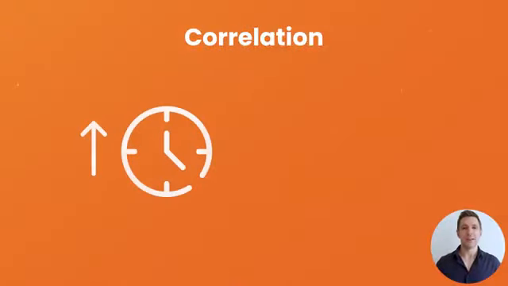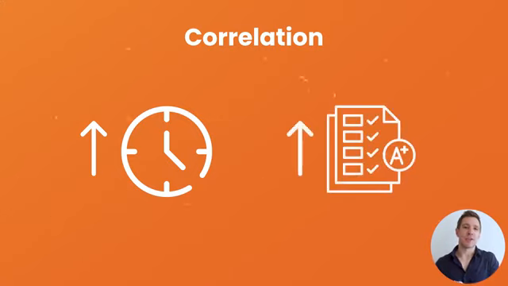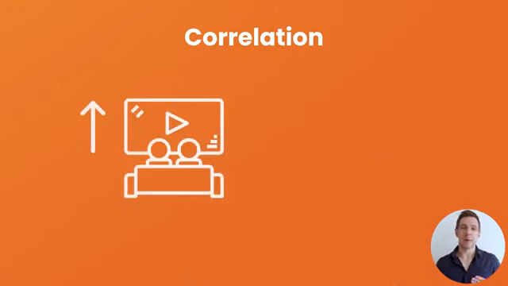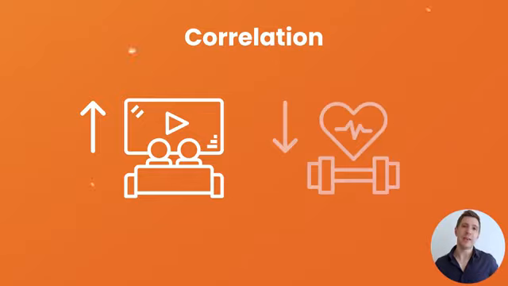For example, you might find a positive correlation between the number of hours that students spend studying and their average exam scores. Similarly, a correlation analysis may reveal a negative relationship between the amount of time spent watching TV and physical fitness levels.